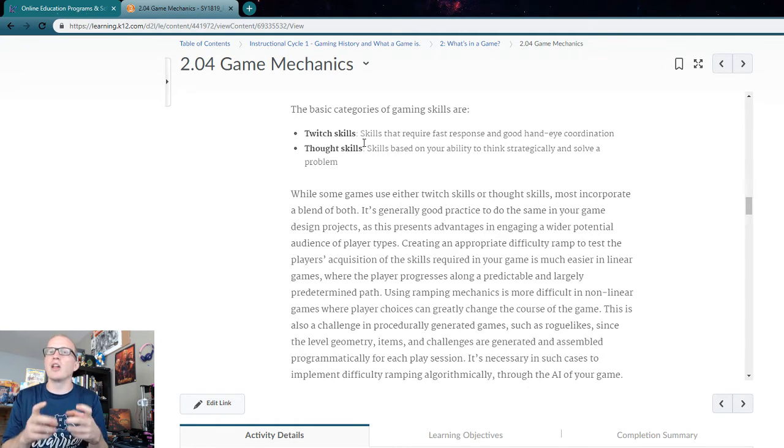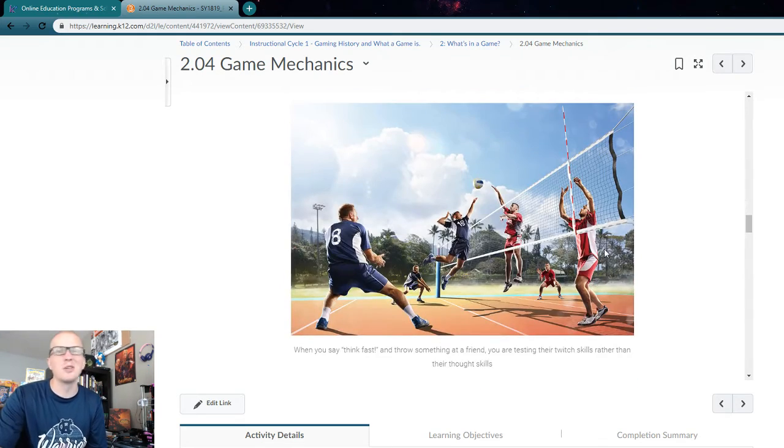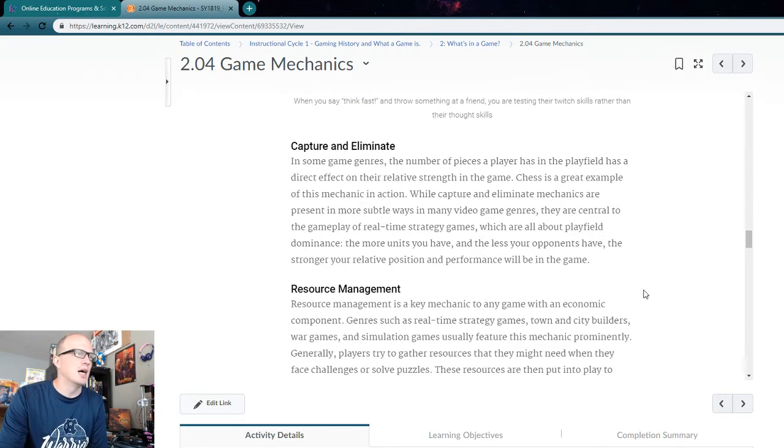These are things that you develop over time by playing over and over again. Thought skills are different. Thought skills are strategic things, and some games really balance this well. A good example would be StarCraft. StarCraft 2 is a perfect example of where twitch skills and thought skills are married so perfectly that it makes such an amazing game, because you have to have both or you can't be good at StarCraft. And I'm really, really good at StarCraft, so I get to say that.